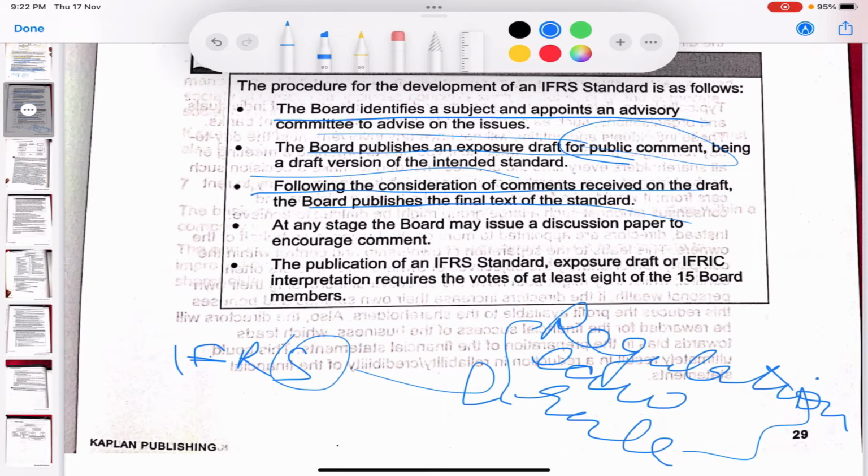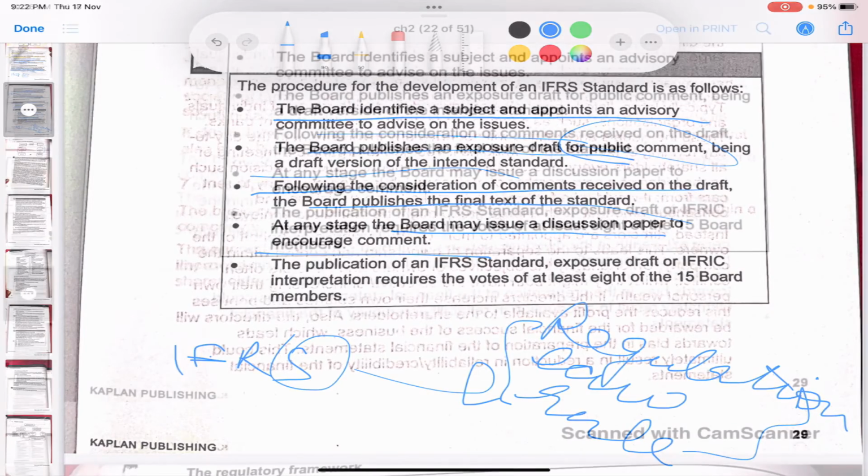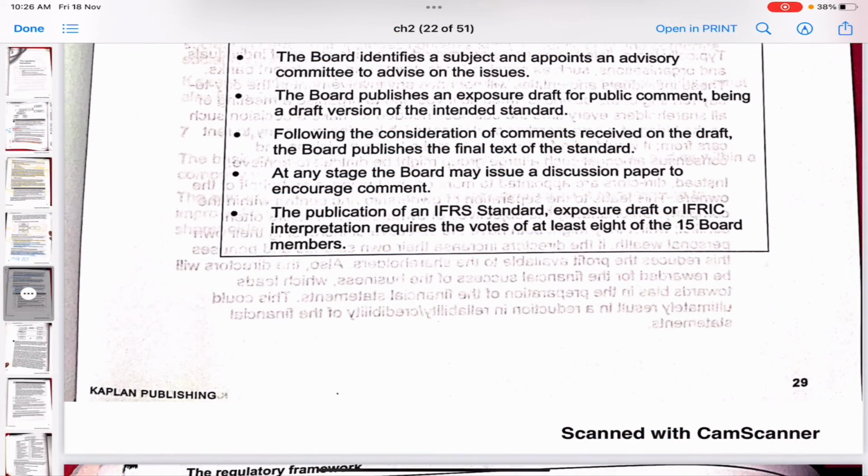So we have a draft, we have an exposure draft, and when everything is met, we finally publish the standard. At any stage, the board may issue a discussion paper to encourage comment. So whenever, at any stage in the process, the board can issue a discussion paper. The publication of an IFRS standard, exposure draft or IFRIC interpretation requires votes.